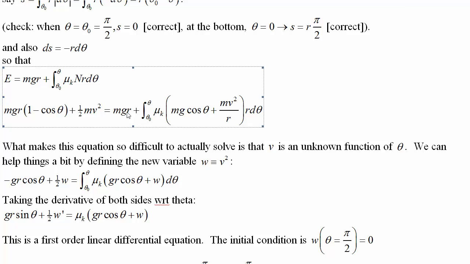What makes this equation so difficult to solve is that the v here, which is inside this integral with respect to theta, has some unknown dependence on theta. Theta is our independent variable here. We're really looking for v as a function of theta, but it's trapped up in this integral. So we're going to need to get it out of there by taking a derivative. That's going to turn this into a differential equation.